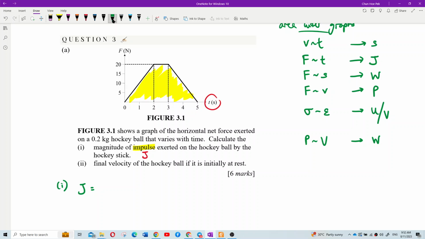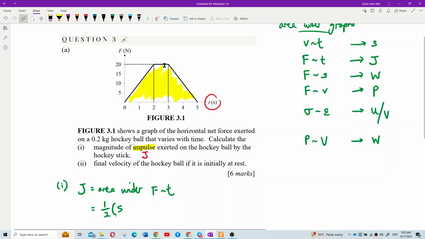Okay, so impulse. I need the impulse force. This is a trapezium, do you know that? Trapezium, so write it down first: the area under the force-time graph. So the trapezium area, SI unit. Check the unit first: Newton, second, no problem.